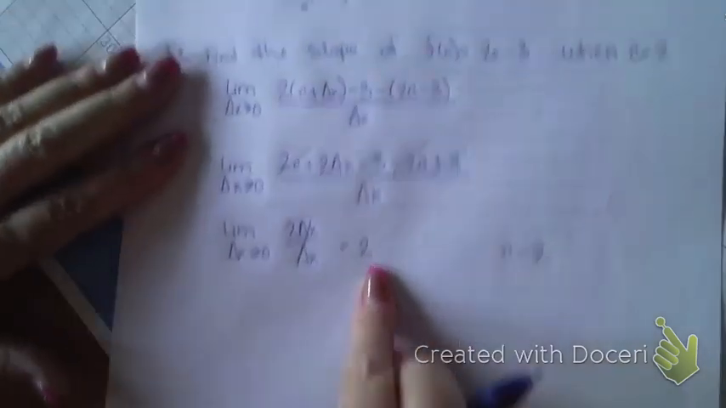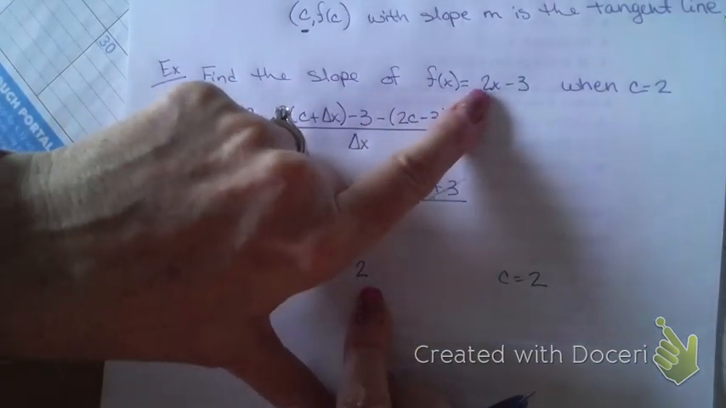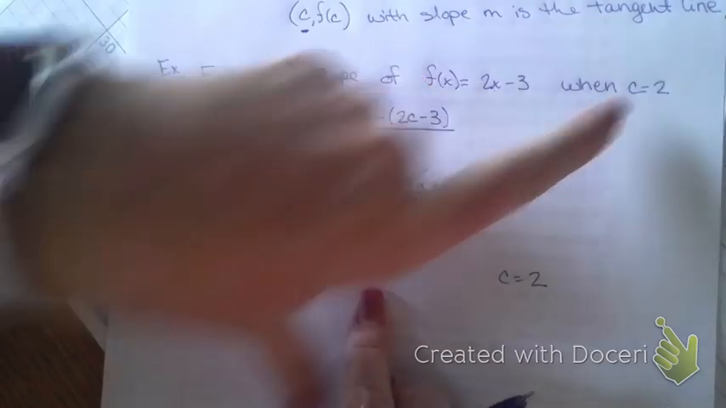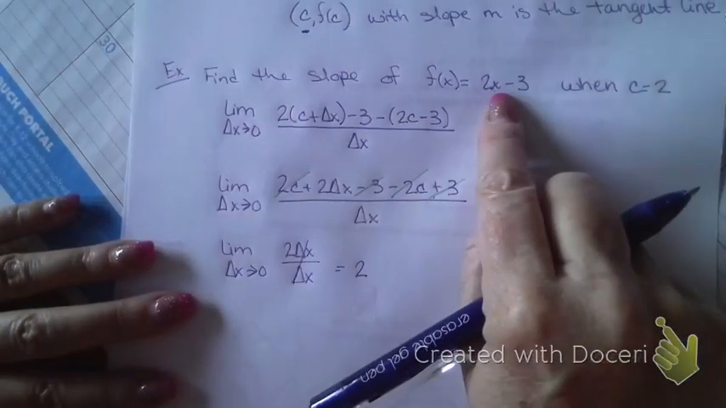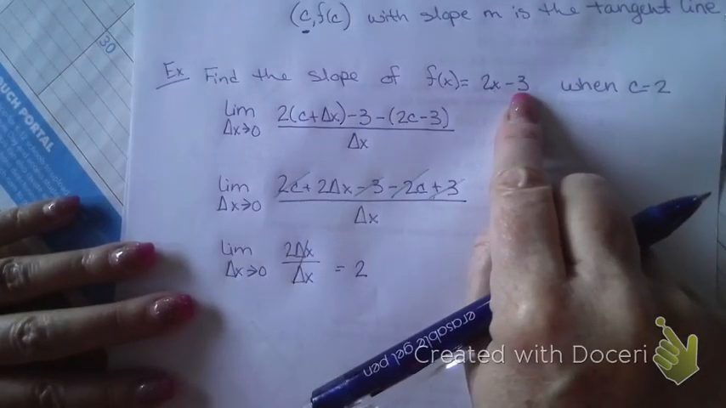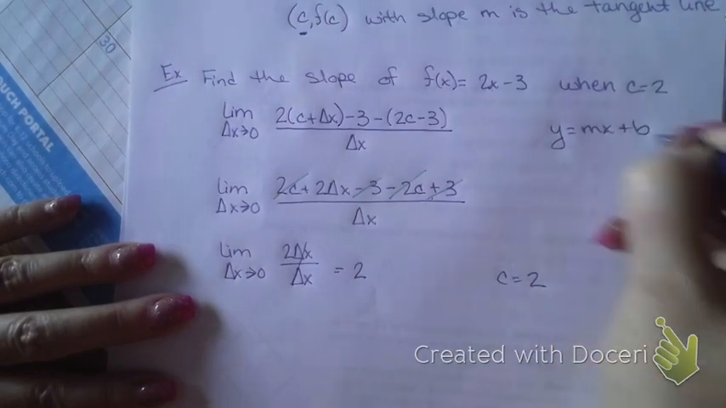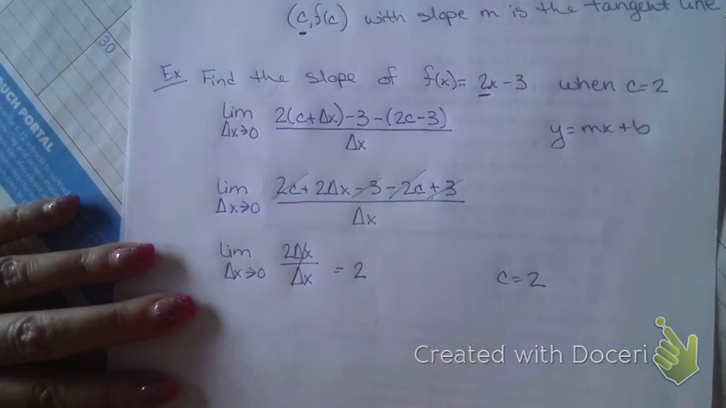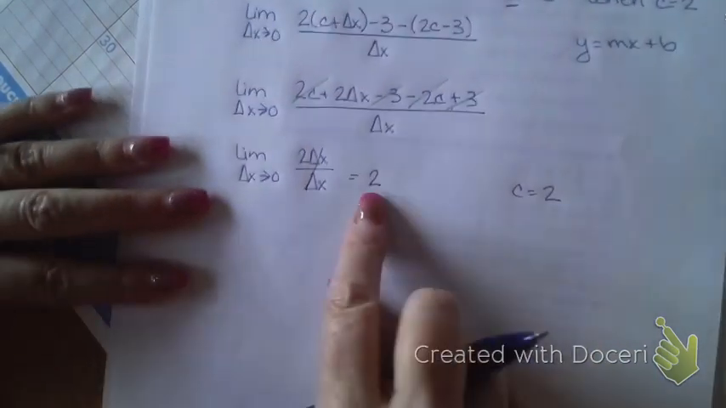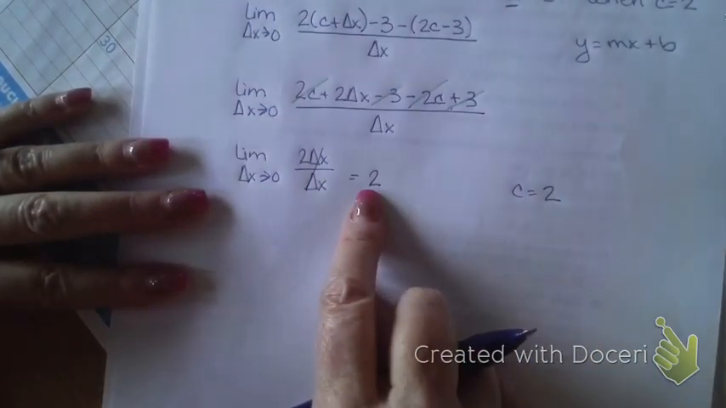So the problem says find the slope of 2x minus 3 when c is 2. Is this a linear equation? Is that in y equals mx plus b? Yep. What's the slope? 2 over 1, 2. Is that what we found? Yep.